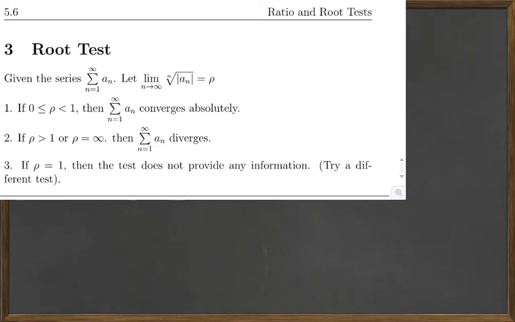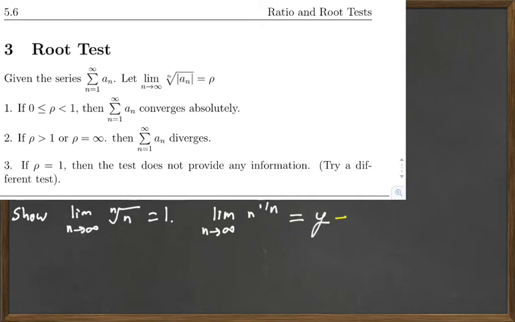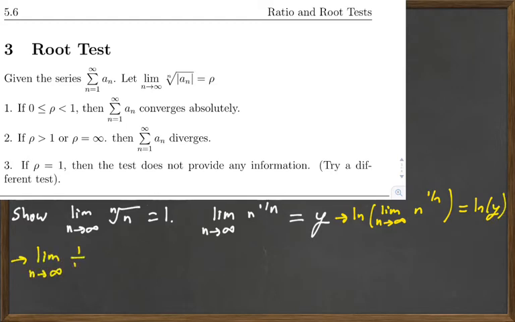So before we jump into some examples, let's go ahead and get a helpful result. We're going to show that the limit as n goes to infinity of the nth root of n is equal to 1. The nth root is the same thing as the 1 over n power, and we're going to assume that the limit is equal to y. We apply the natural log of both sides, and then using the continuity of the natural log, we slide the natural log past the limit.